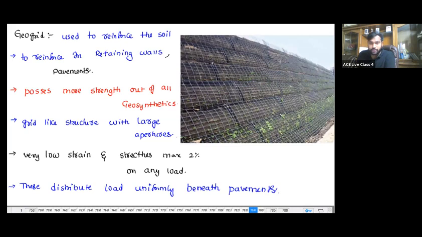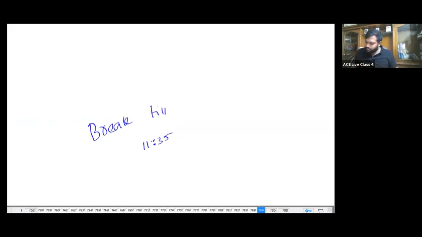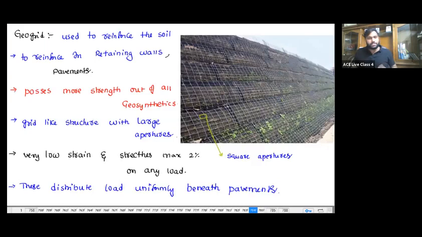So with this GeoGrid, you can see large apertures, and moreover, these apertures are square openings. Yes or no? They are square apertures. So GeoGrid is used to reinforce the soil. And next, after this GeoGrid, there is one more thing, GeoNet. Now this is a GeoNet. Actually, GeoNet is similar to the GeoGrid.